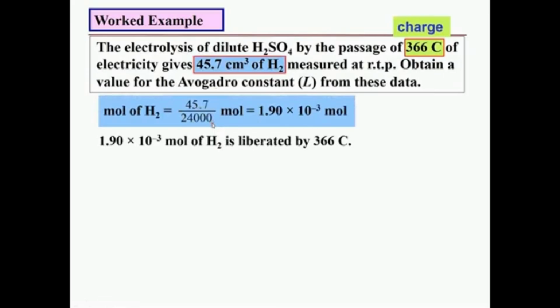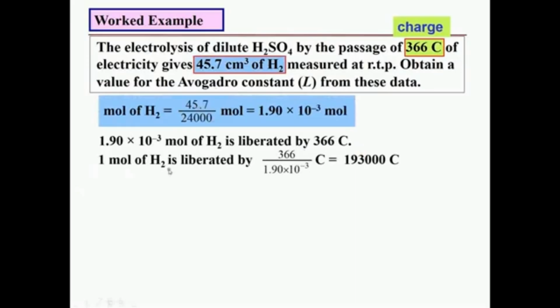Hence, 1.90 times 10 to the minus 3 mole of hydrogen gas is liberated by 366 coulomb. By proportion, 1 mole of hydrogen gas will therefore be liberated by 366 divided by 1.90 times 10 to the minus 3. That gives us a value of 193,000 coulomb.